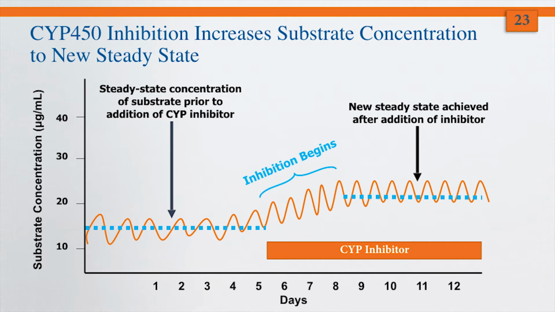So here you can see we're at a steady state of a substrate concentration, with the concentration on the y-axis and time along the x. And then we add the CYP inhibitor, and you can see the substrate drug accumulate in plasma. And as it accumulates, it reaches a new steady state, and it may be some level of 2-fold, 4-fold, or even 20-fold higher than the original concentration. It depends on the magnitude of the inhibition, and I'll show some examples shortly.